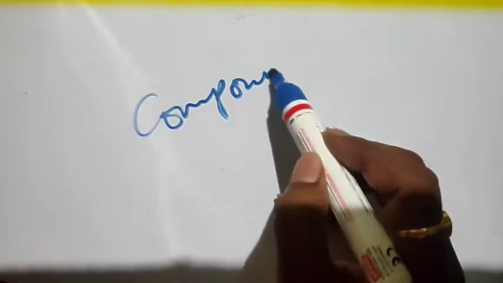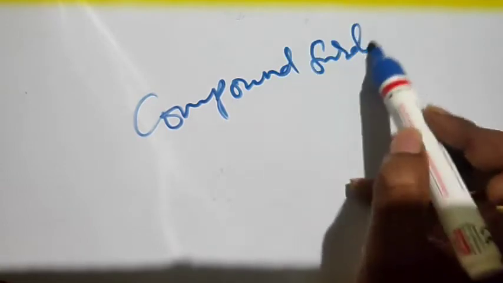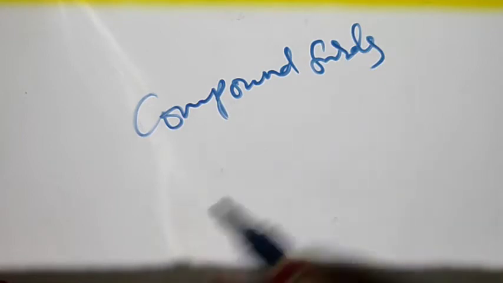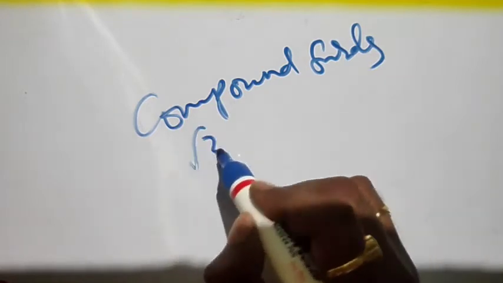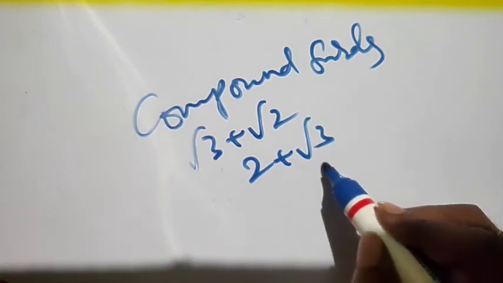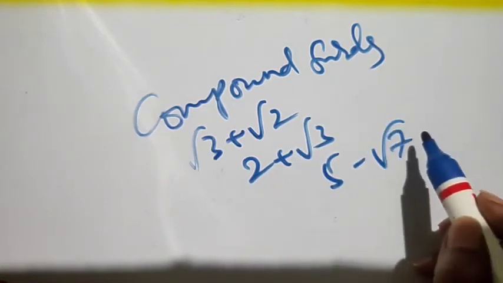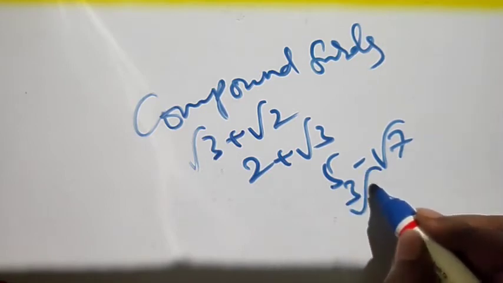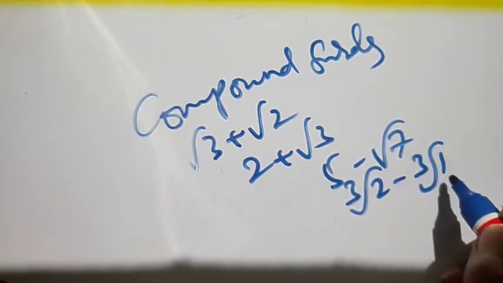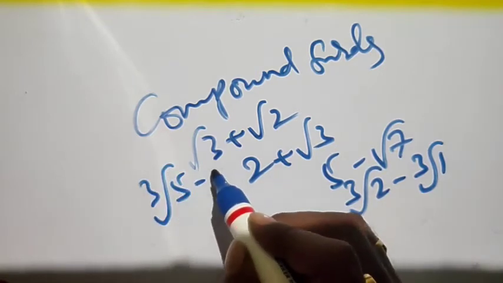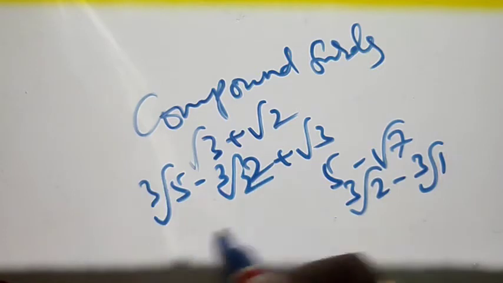Compound surds, in the sense, the combination of a rational and an irrational number, or two irrational numbers like this. For example, root 3 plus root 2, 2 plus root 3, or 5 minus root 7, like this. Combinations of surds, or cube root of 2 minus cube root of 1, or cube root of 5 minus cube root of 2, like these surds.